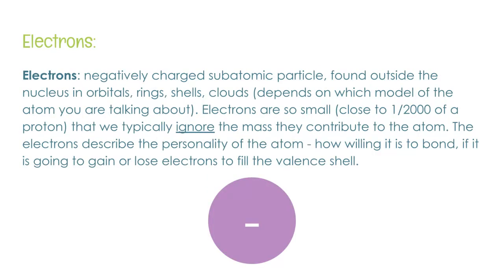Next comes the electron, which is our negatively charged subatomic particle. And we find those outside of the nucleus in orbitals, shells, rings, clouds. It kind of just depends on the model of the atom that you're talking about. It takes 2,000 electrons to equal the mass of a proton. So because they're so tiny, we ignore the mass they contribute to an atom.